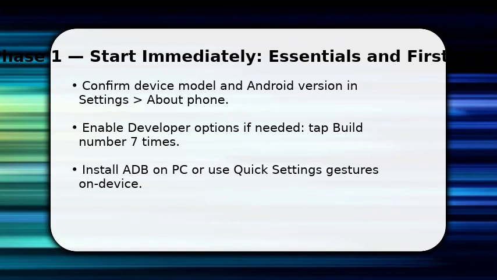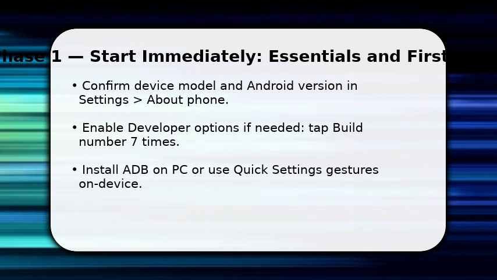Enjoy the video. You start by confirming your phone model and Android version because procedures vary. Once done, enable developer options if you'll use ADB. Install ADB on your PC or plan to work directly on the device using quick settings gestures.